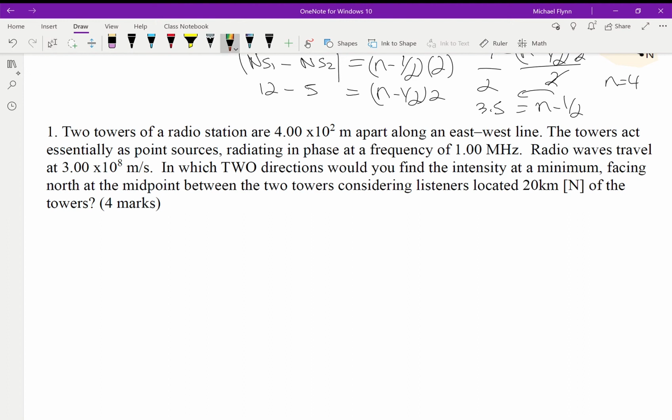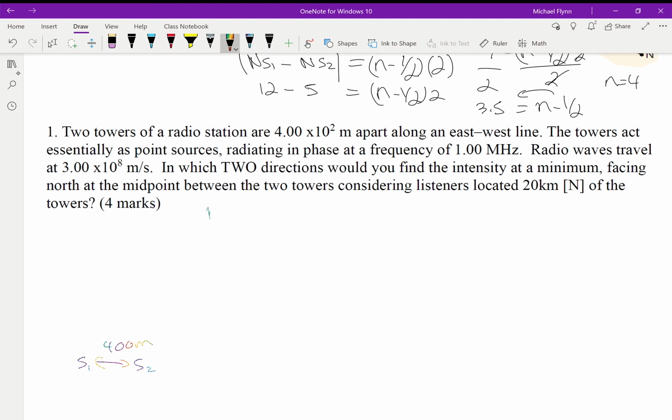So it says here, two towers of a radio station are 400 meters apart along an east-west line. I'm going to draw a little diagram here. Here are my two sources, S1 and S2, and these two towers are 400 meters apart. Now it says they're radiating in phase, that's normal, at a frequency of 1 megahertz.